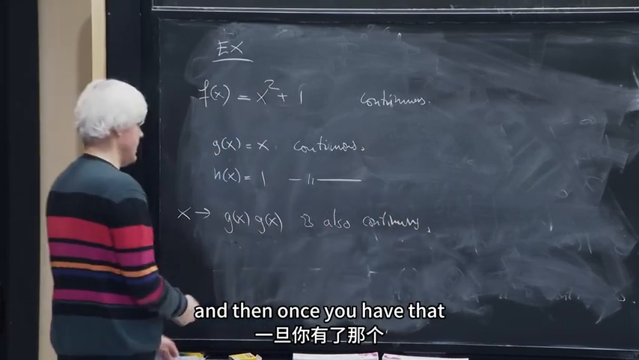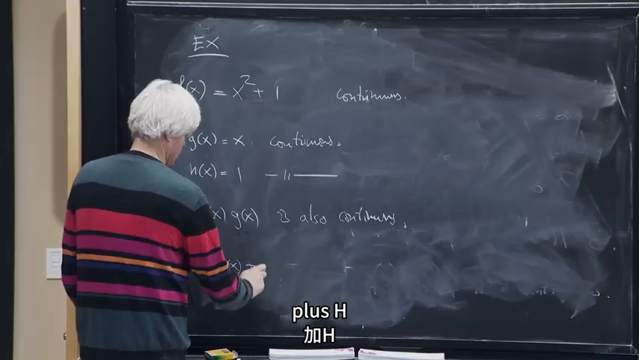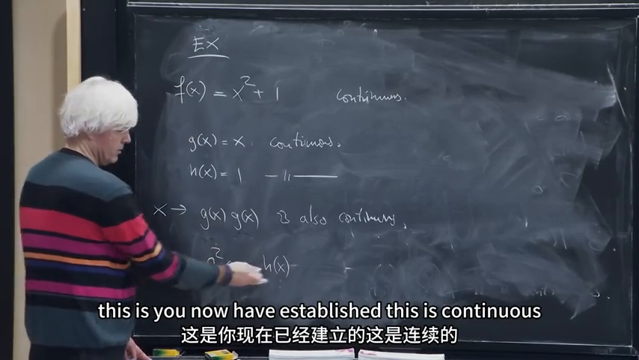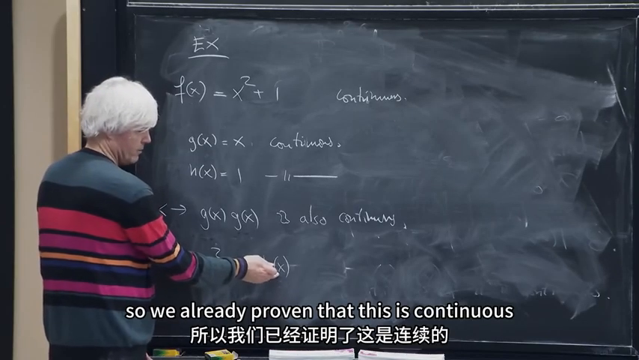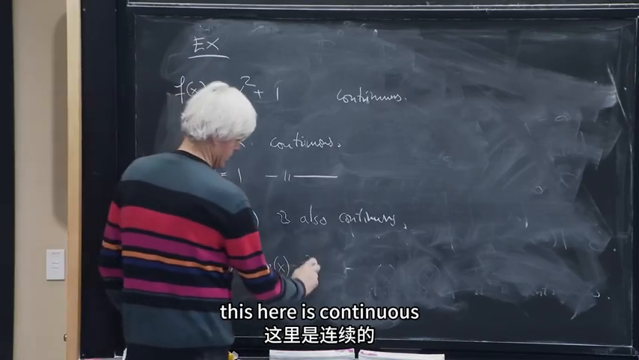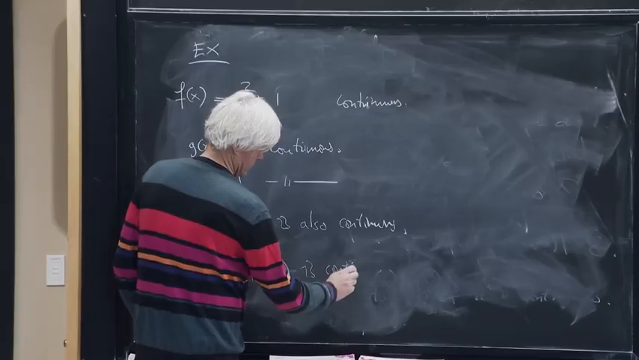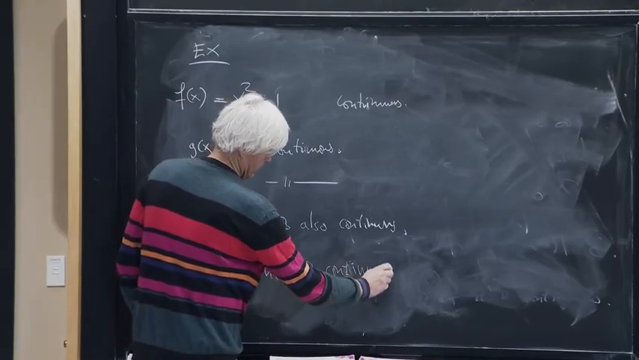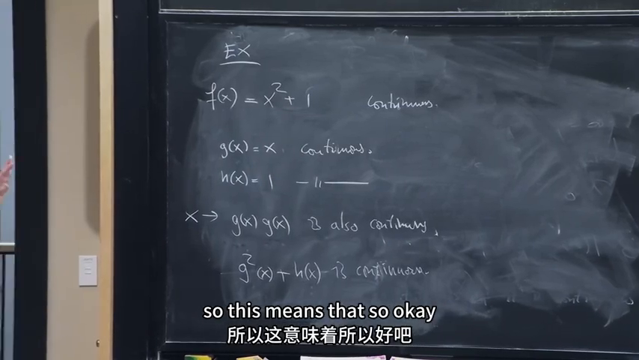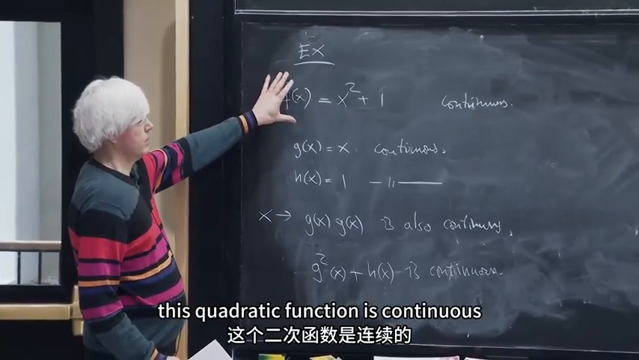And then once you have that, you can add another. So you can look at g squared plus h. You now have established that this is continuous. This is a constant function, so we already proved that this is continuous. So the sum, by rule 1 over there, is continuous. So this shows that this quadratic function is continuous.